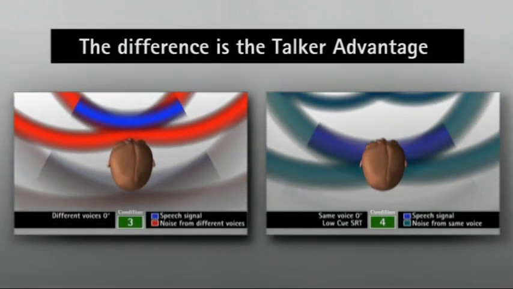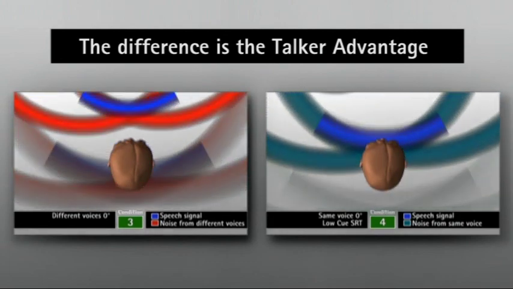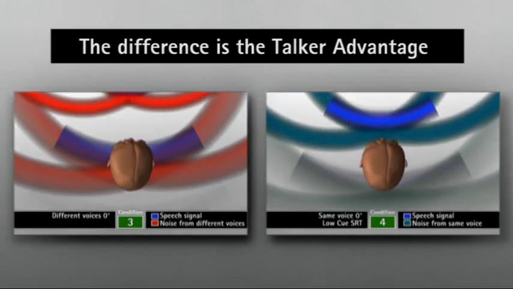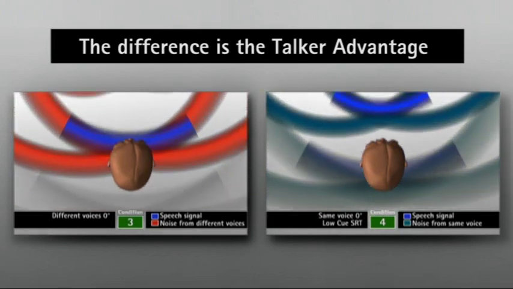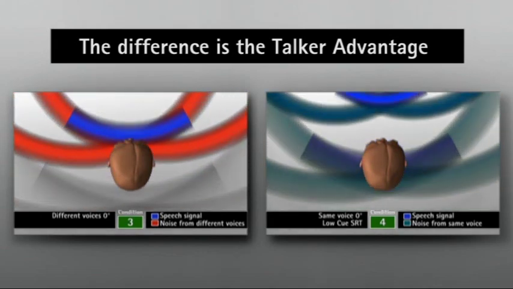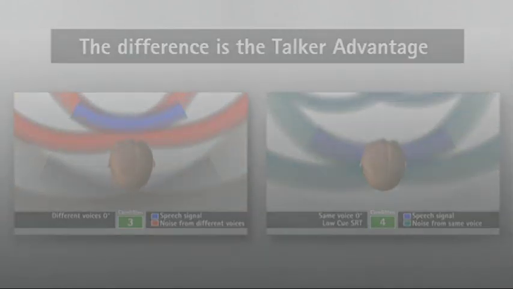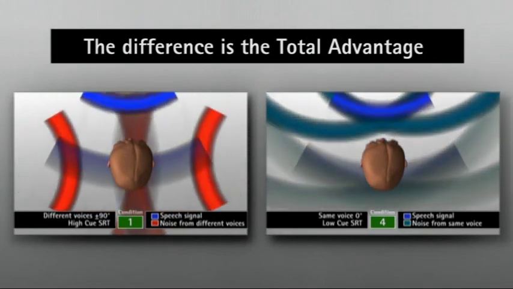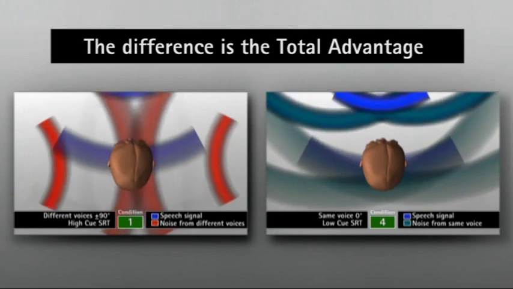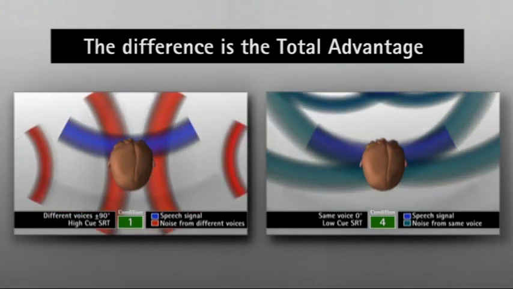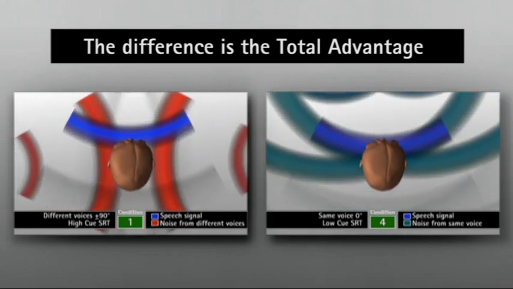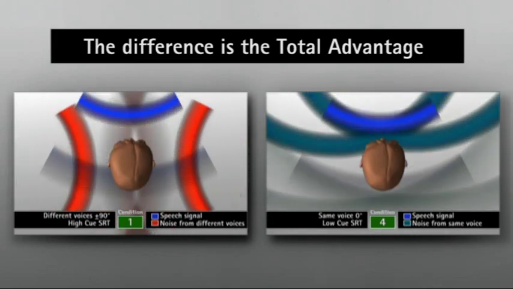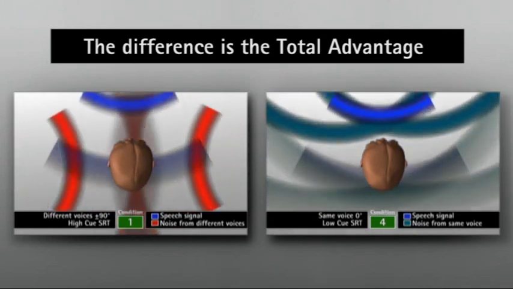To assess how well a child can differentiate between different speaker voices and so understand speech in noise, LiSN-S also calculates the difference between a child's scores for conditions 3 and 4. The resulting figure is known as the child's talker advantage. Last but not least, the difference between a child's scores in conditions 1 and 4 is referred to as his or her total advantage. Like the HiQ SRT, total advantage is a measure of how well a child uses the cues in the environment to filter the noise coming from different speakers and different directions.